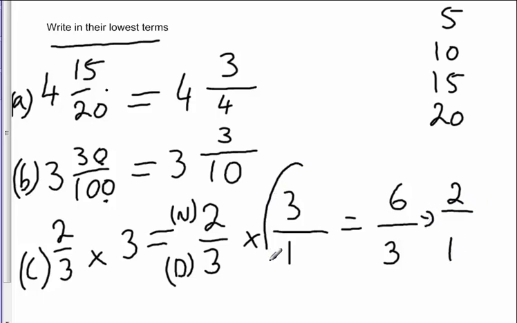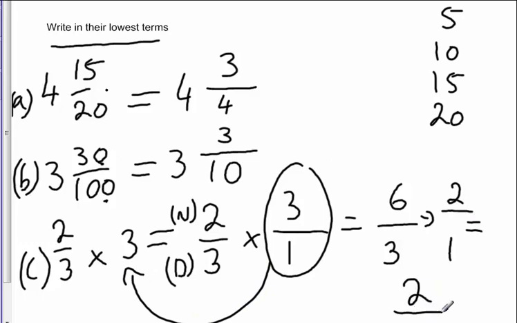But if I look back here, 3 over 1 was the same as 3, so then 2 over 1 should be the same as 2. And so my answer then is 2.